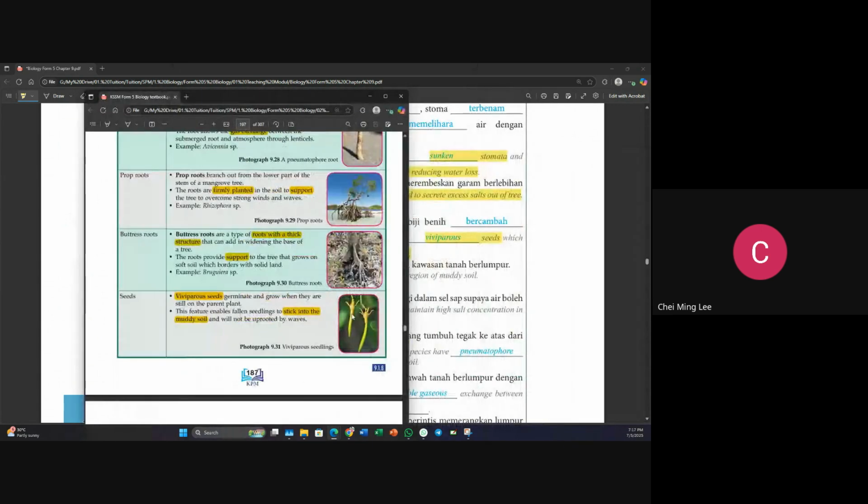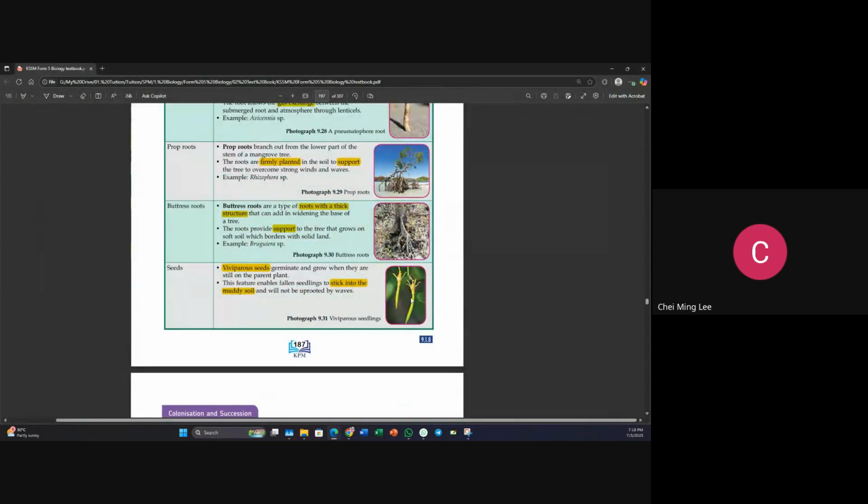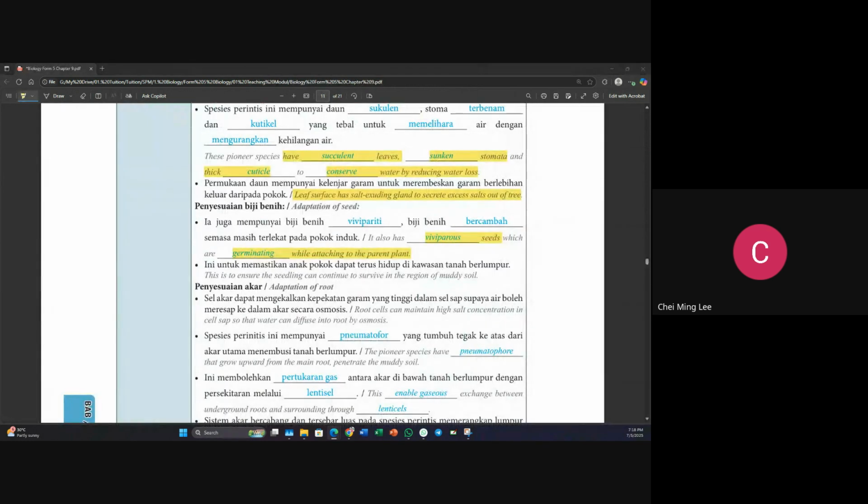Viviparous seeds look like this. They germinate first while still attached to the parent. Then after they drop down, they are pointed, so they sink directly into the soil, and they can produce green shoots. All right, this is why this happens. This is to ensure the seedling can continue to survive in the region of muddy soil.